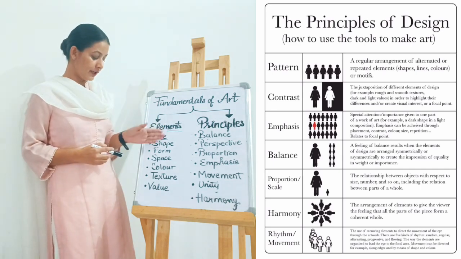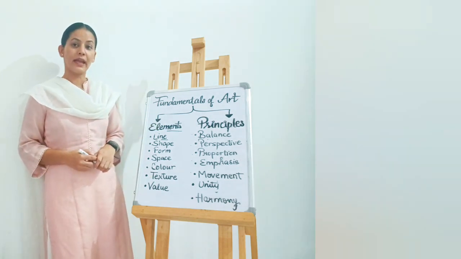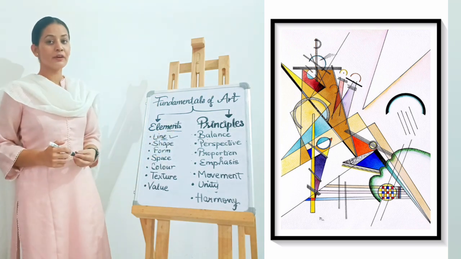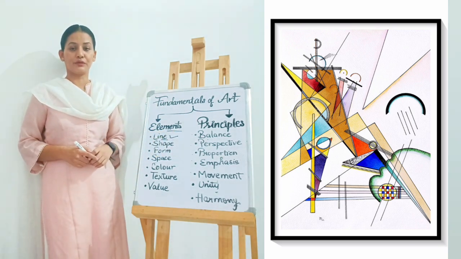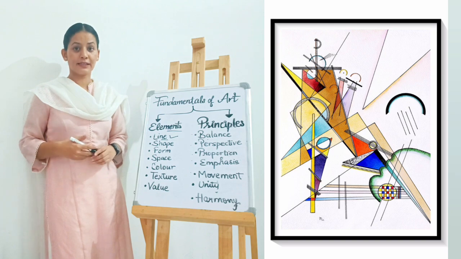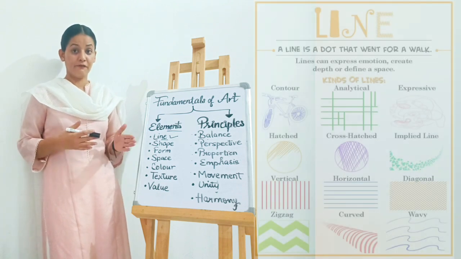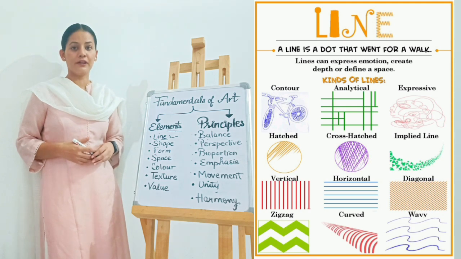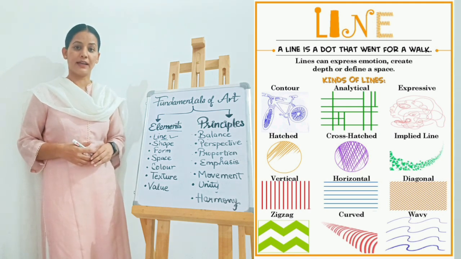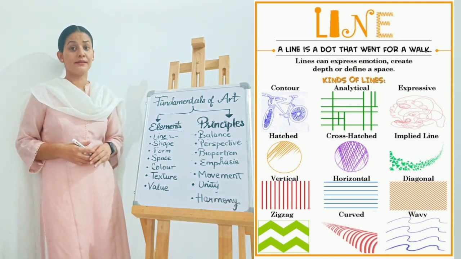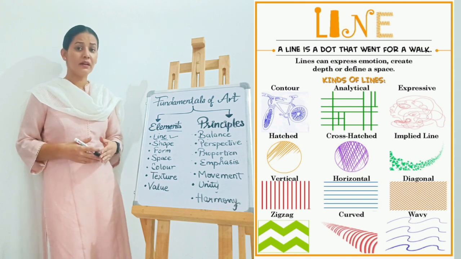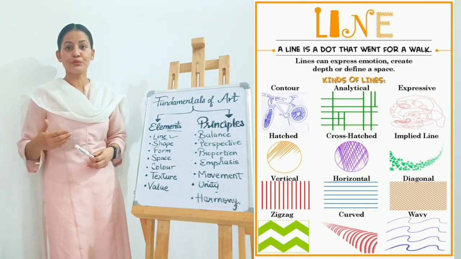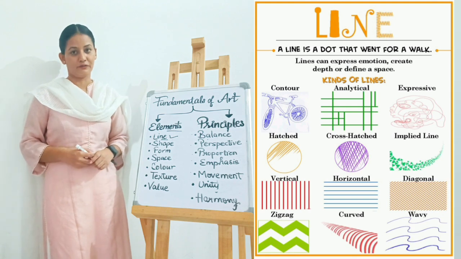There are various sub-points under the elements of art. First of all, here is line. Line is one of the most basic elements of art. As we can see in various paintings, we can see various types of lines such as horizontal lines, curved lines, vertical lines, thick lines, thin lines, spiral lines, zigzag lines, diagonal lines. There can be many types of lines, and lines can be used to create various effects in any artwork.